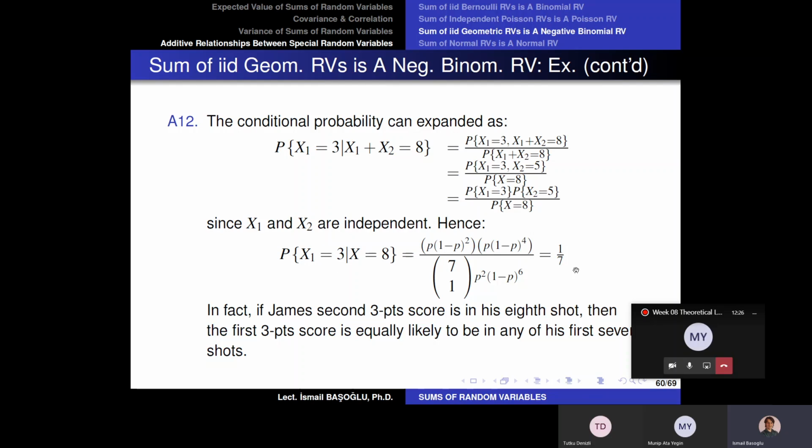It can be the 3rd shot with 1 over 7 probability. It can be the 4th shot. So every earlier trial has the same chance to be scored, which is 1 over 7. Okay, if he only scored 1 3-point shot until the end of the 7th trial, then that 1 3-point shot can be any one of them with 1 over 7 probability. Okay, why is that so? Because of the memorylessness. Because a geometric random variable is memoryless, we observe that situation.